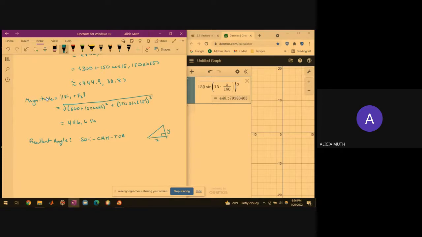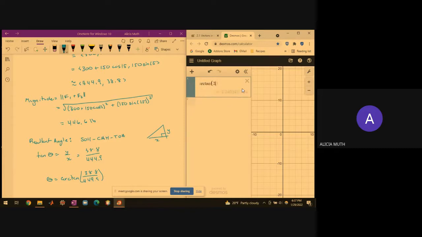Cosine is the x direction divided by our hypotenuse or our magnitude. So I think tangent of our angle is going to be, well, opposite is our y, and adjacent is our x. So our y component was 38.8, and our x component was 444.9. So we compute the arctangent of this fraction, and we should get our angle. So let me give that a shot. So arctan of 38.8 divided by 444.9. All right, so we have this 0.08 here.